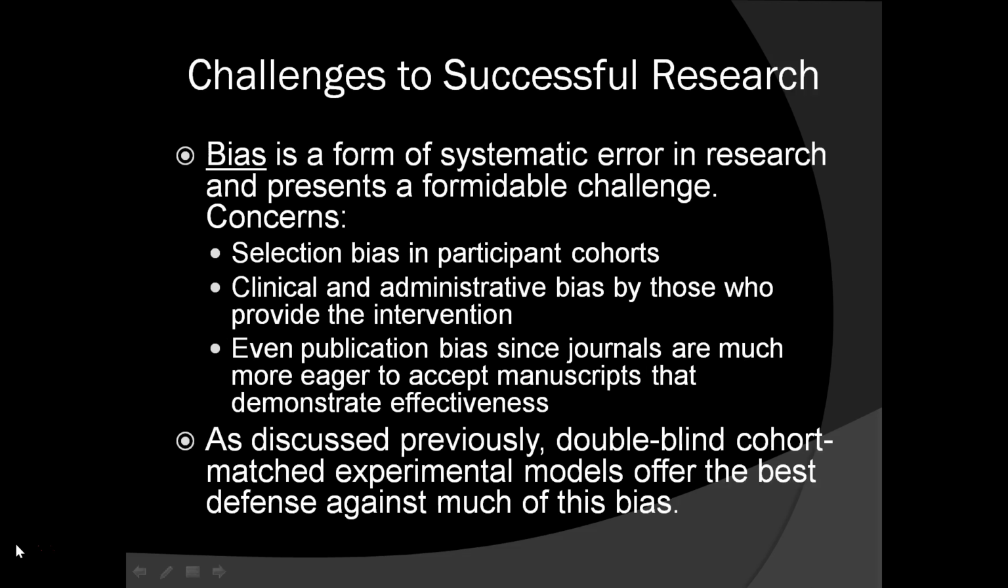Challenges to successful research. Bias is a form of systematic error in research and presents a formidable challenge. So here are some concerns: selection bias in participation cohorts, clinical and administrative bias by those who provide the intervention, even publication bias, since journals are much more eager to accept manuscripts that demonstrate effectiveness. And then, as discussed previously, double-blind cohort-matched experimental models offer the best defense against much of this bias.